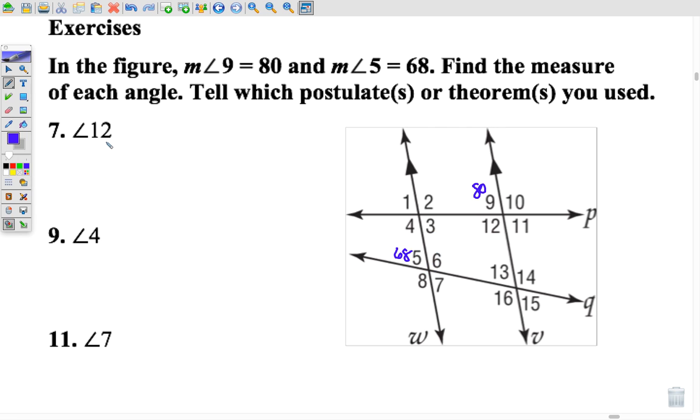So the first one is angle 12. So here is angle 12. And what you will notice is that angle 12 and angle 9, those form a linear pair. And from your supplements theorem, we know that those two angles add up to 180 degrees. So if this is 80 degrees, angle 12 will be 100 degrees. And again, this is your supplements theorem. And we know angle 9 and angle 12 form a linear pair.